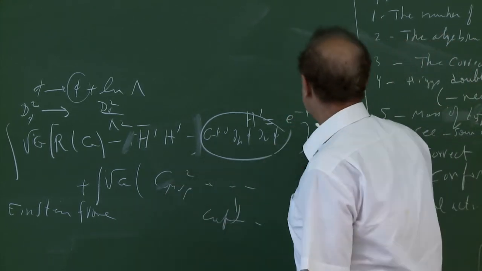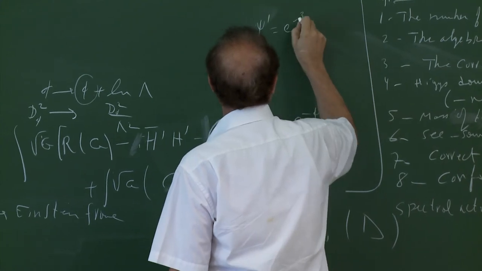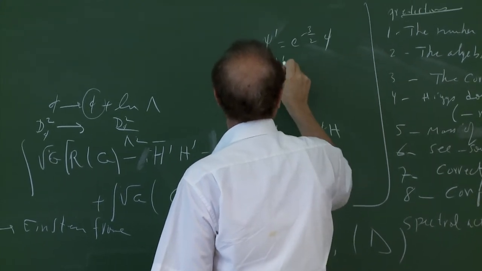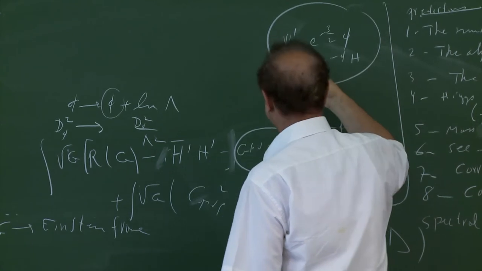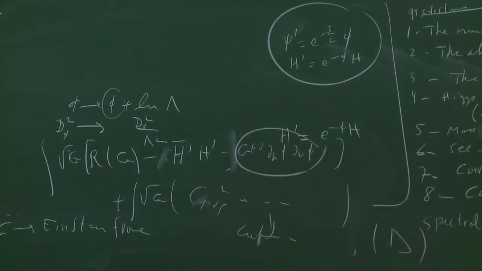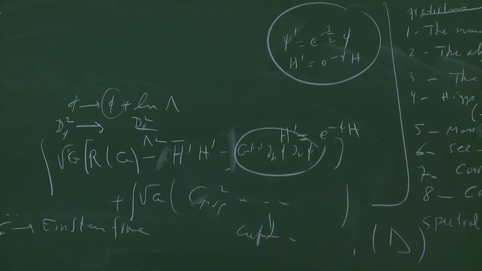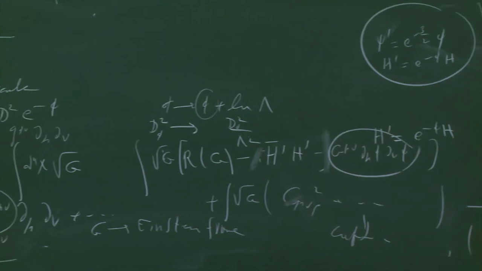In addition, everything is rescaled. For example, psi prime will become e to the minus 3 over 2 phi, h prime is e to the minus phi h, and so on. In other words, the physical fields you observe have been rescaled with the dilaton. Now in reality, one can compare the model you obtain with what was known as the Randall-Sundrum model. You find exactly the same model.